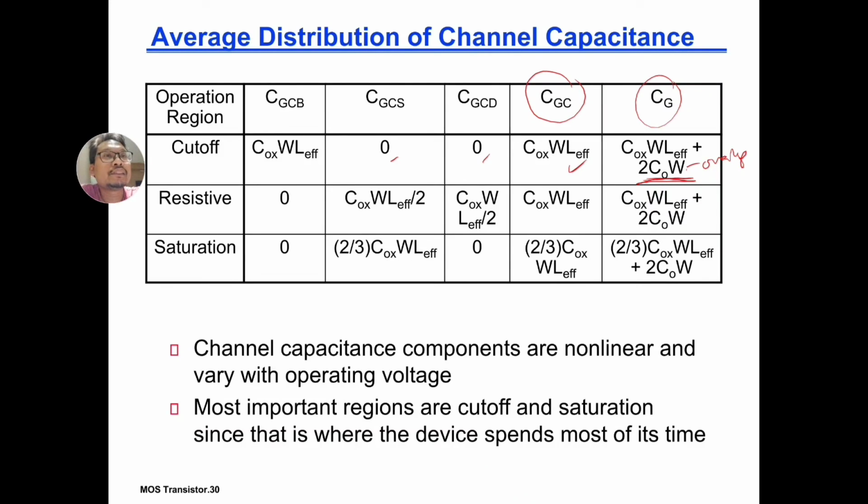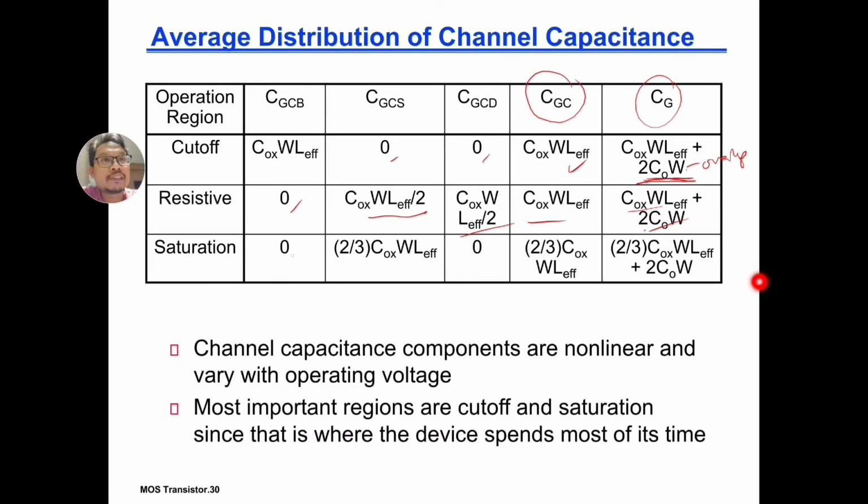Now let's look at the linear region. In the linear region, now you have current flow in the channel, and therefore your gate to bulk capacitance is now 0. Gate to channel on the source side is half of the capacitance, and on the drain side is also half. So half goes to the source and half goes to the drain, and the total is the same, Cox WLeff, and the total gate including the two overlaps is this one plus this.